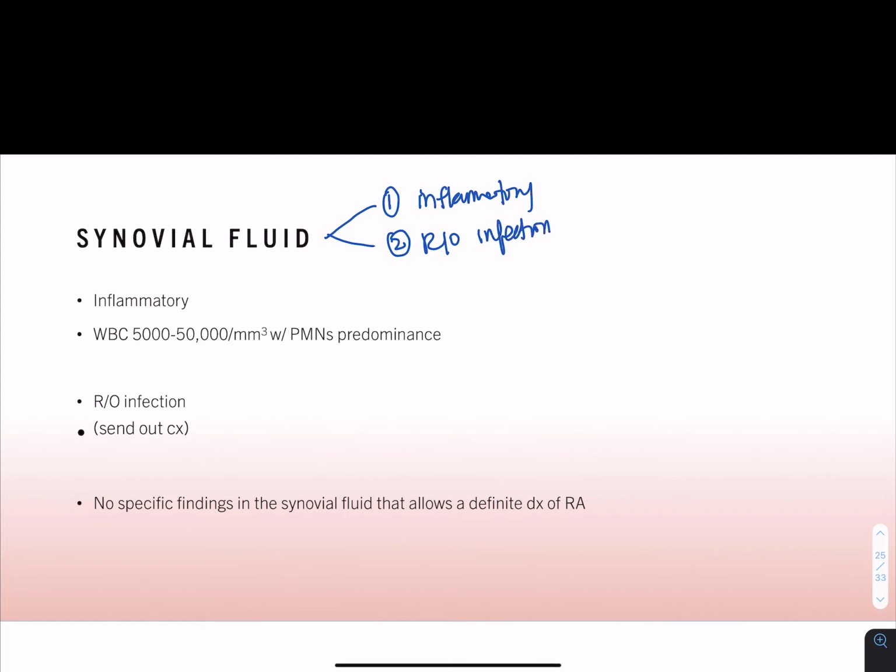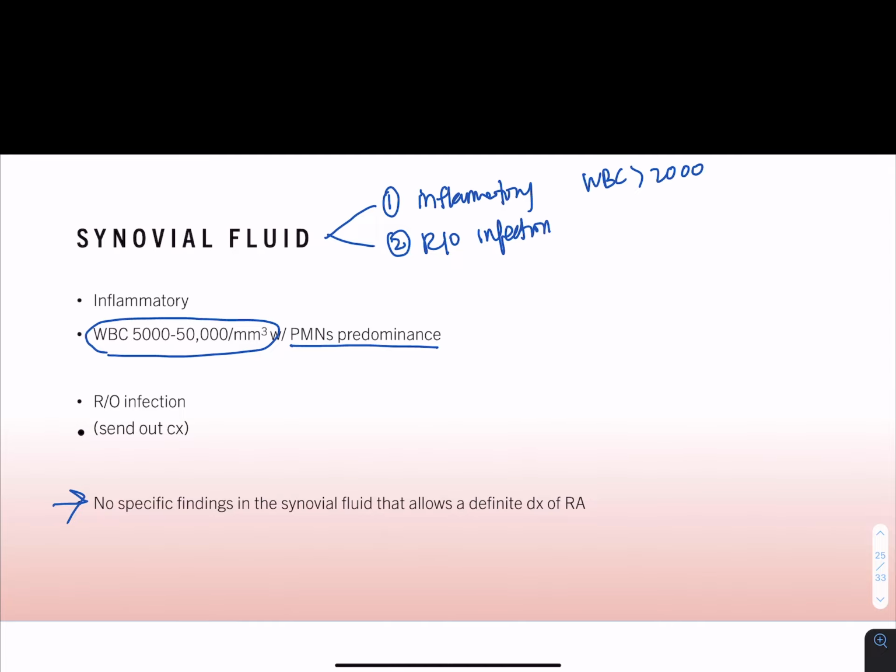Generally speaking, synovial fluid with a white blood cell count of 2,000 is considered inflammatory. And synovial fluid of rheumatoid will have a white blood cell count between 5,000 to 50,000 or even more. But again, there is no specific finding on the synovial fluid that will give you a definite diagnosis of rheumatoid.